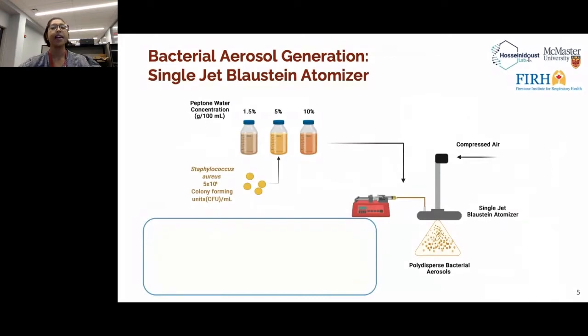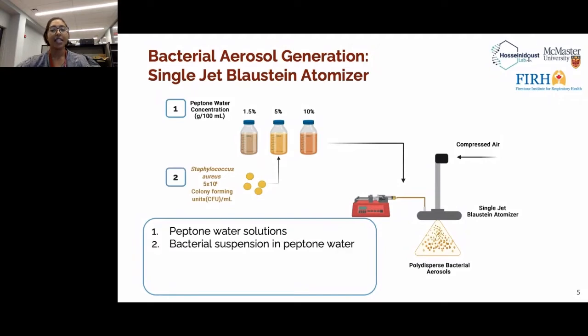To investigate this, we related physiological parameters of bioaerosol production to our experimental condition. Peptone water is a common microbial growth medium rich in salt and protein content, similar to the airway mucus. We adjusted the concentration of the peptone solution to reflect airway mucus concentrations in health and disease. Next, we suspended the bacterial pathogen Staphylococcus aureus, which is known to colonize the airways, in Peptone water, achieving a final concentration of 5 × 10⁴ colony-forming units, or CFU, per ml.